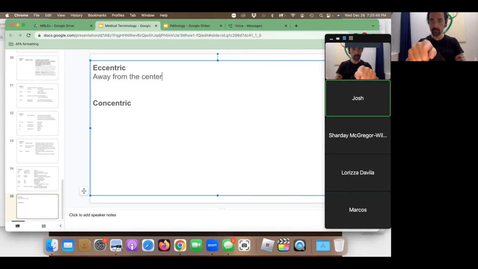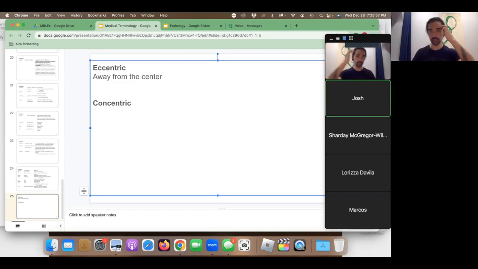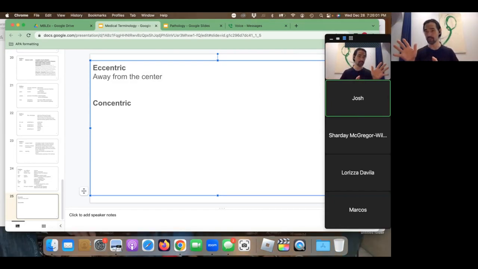Eccentric would be the opposite way, where the circles get bigger, moving out away from the center, right? So that's one definition of concentric and eccentric. Another definition of eccentric, as in away from the center, is in mental behavioral terms, like unknown or not normal or unusual or weird, right?